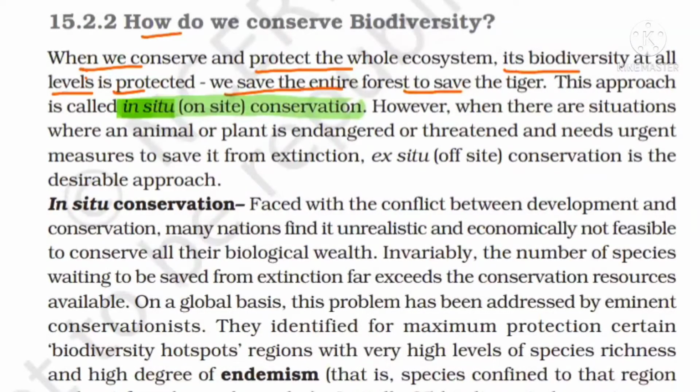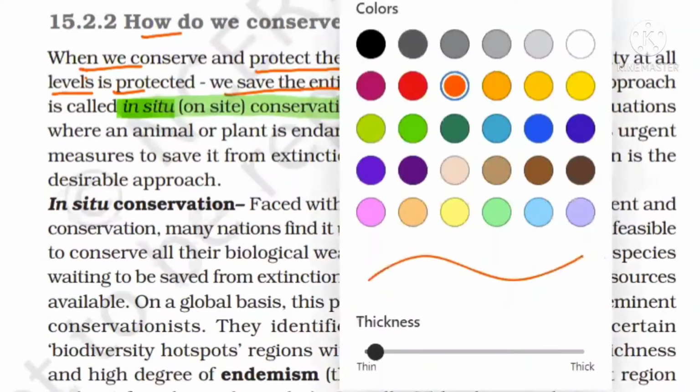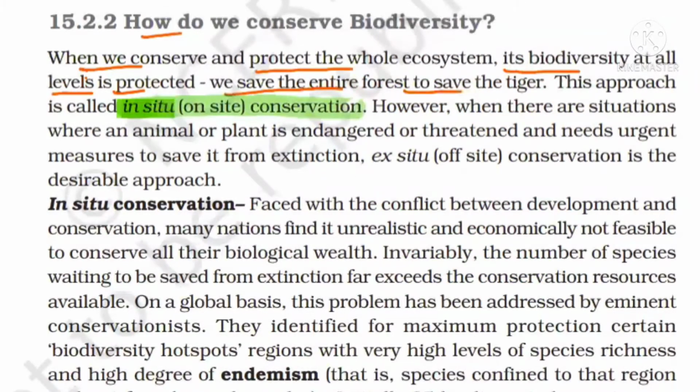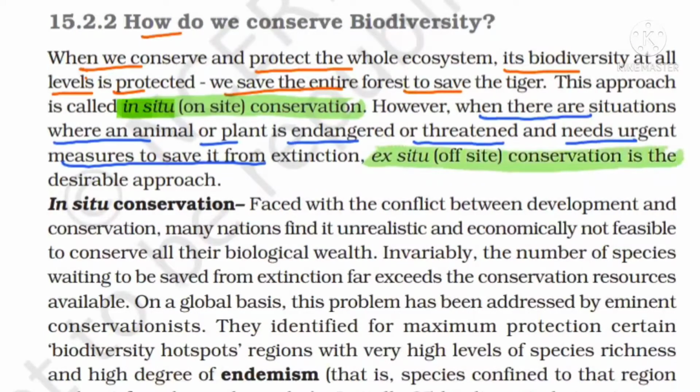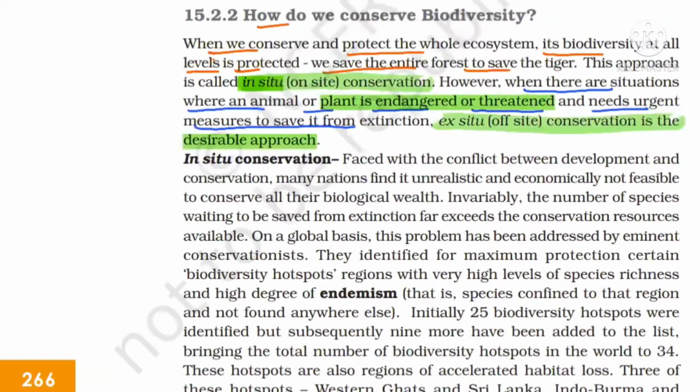But if the plants or animals are in a situation where they are endangered or threatened, and it needs urgent measures to save it from extinction, then which is the best desirable approach, beta? That time the desirable approach is ex situ. So ex situ is a desirable approach in which condition? When you find that the plant or animal species is threatened or endangered and it needs urgent measures to save it. Now try to understand beta, what is the difference between endangered and threatened.